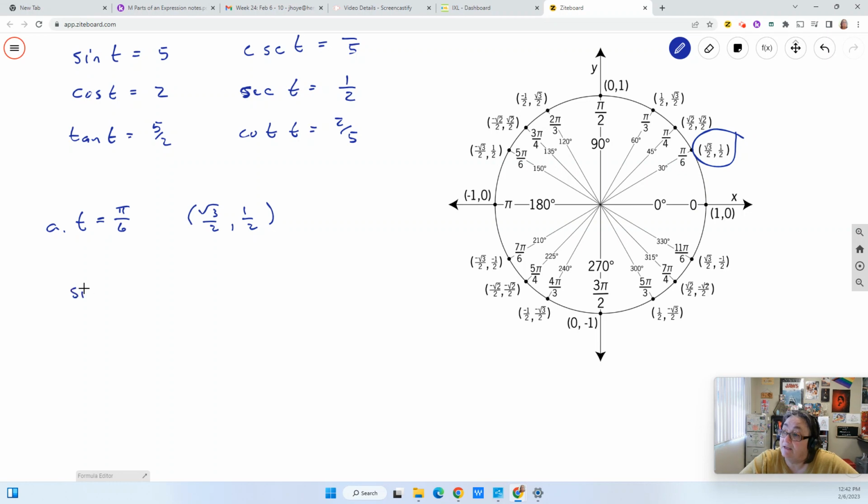We could go, okay, well, sine of pi over 6, well, that's going to equal y, right? Which is just 1/2. Cosine of pi over 6, that's going to equal our x value, which is radical 3 over 2. Here's where it starts getting crazy, right, though? We've got tangent of pi over 6, and that equals 1/2 over radical 3 over 2.